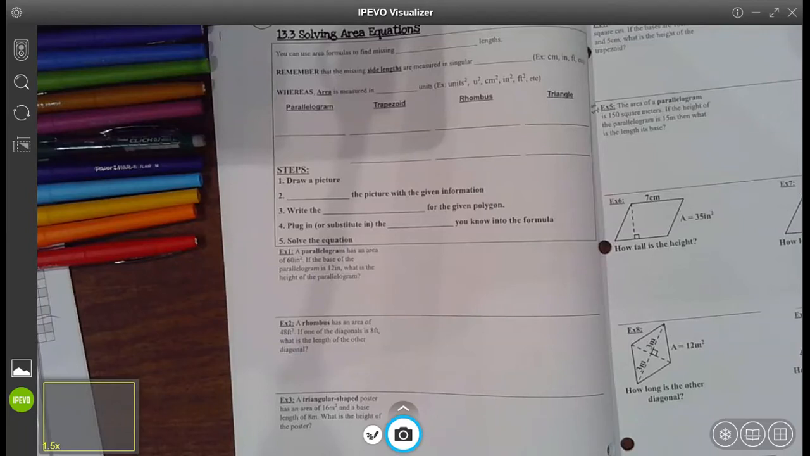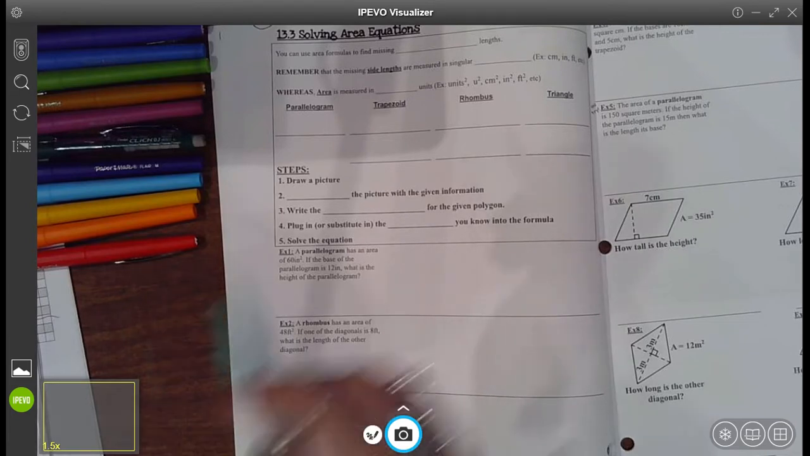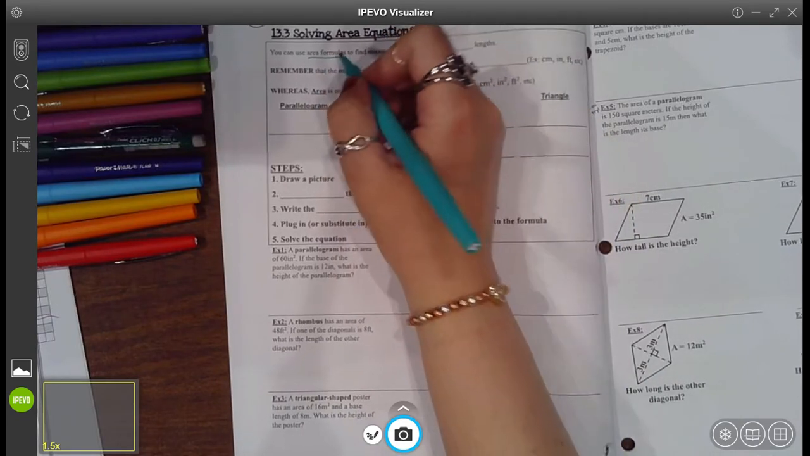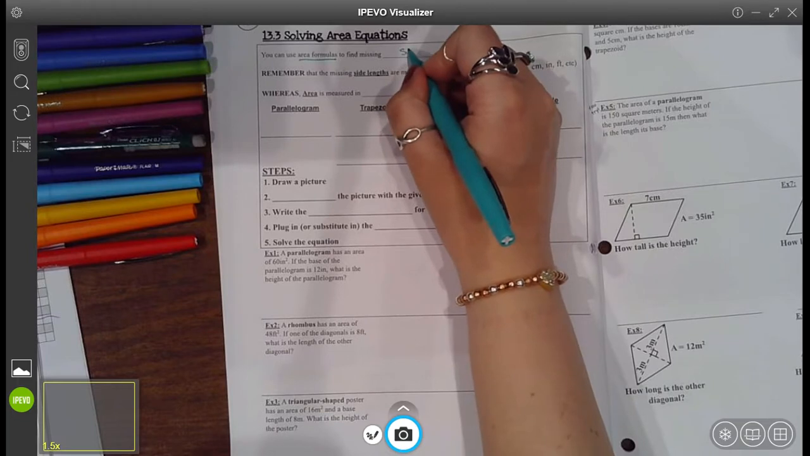Hello, my little mathematicians. Today we're going to learn how to solve area equations. So basically, they're going to give you the area and one or two side lengths, and then you have to find the missing side length. We're going to do that by using the area formulas, okay, to find the missing side lengths.